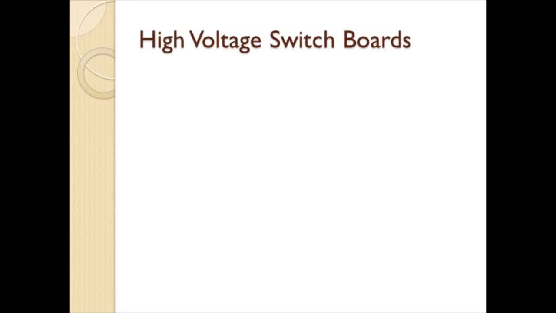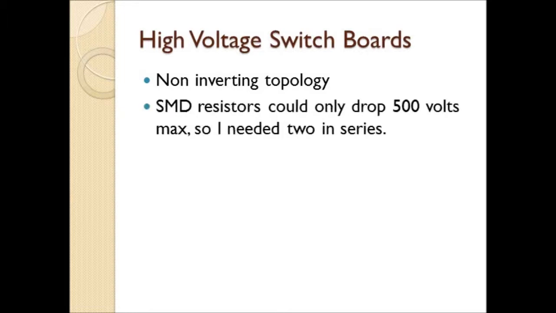Because of size limitations in our project, we really wanted to get as many parts on PCBs as possible. One of these blocks was the high voltage switchboards. These boards implemented two cascaded inverting topologies for an overall non-inverting input versus output. The big issue with this board and the big size hampering on this board was the SMD resistors. I was unable to find any resistors that could handle more than 500 volts apiece.